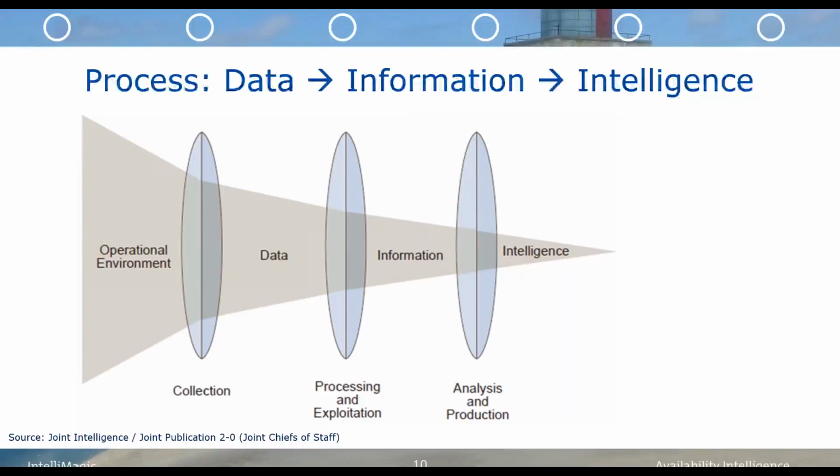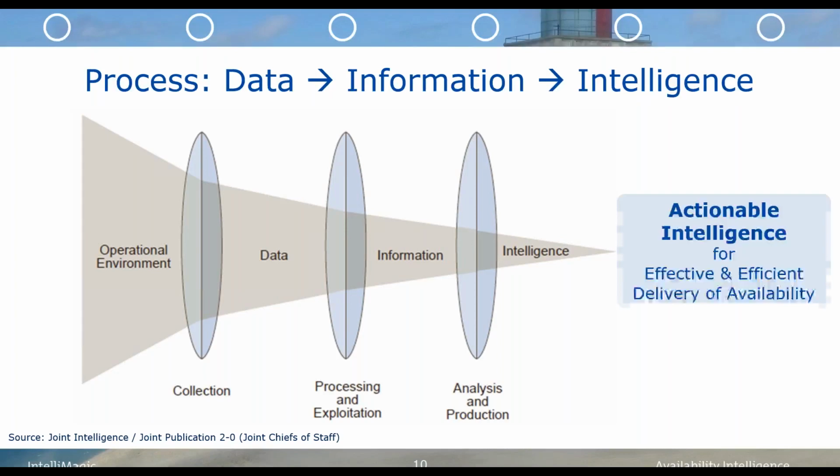So the process is taking all of this data and reducing it down into information and then into intelligence, through additional analysis, until you have actionable intelligence saying this is what's important. That's how you're going to increase the effectiveness and efficiency of delivering availability services on a 24/7 basis, or whatever your requirements are for your particular production applications.